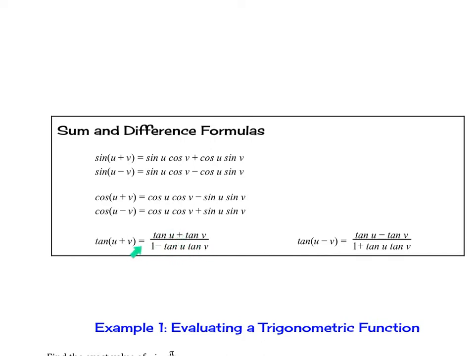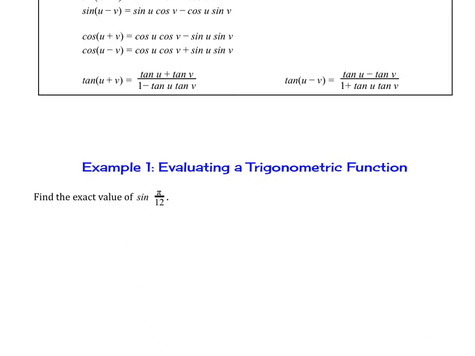So it's positive on top, negative on bottom, so positive, positive. And then for tangent of u minus v, it's negative, negative, and then positive on the bottom. So they're all very similar, and so maybe that'll help you in memorizing these formulas.